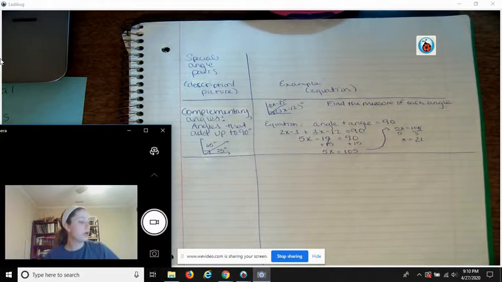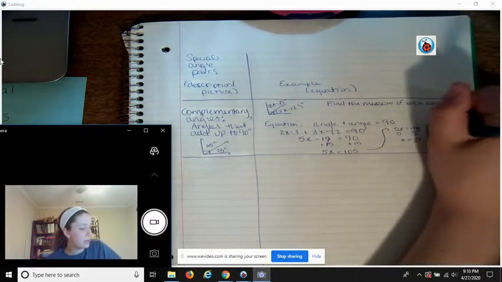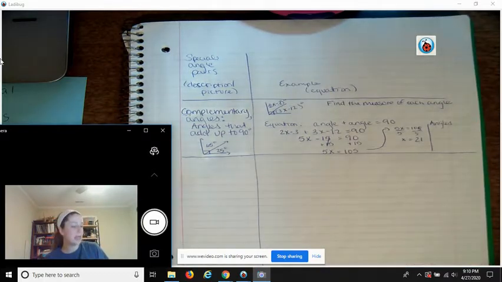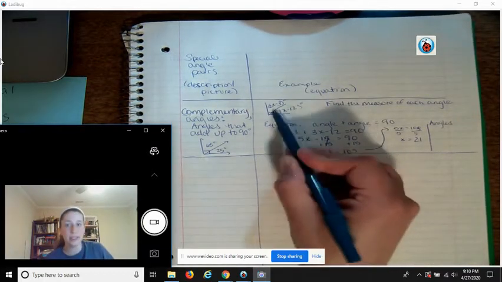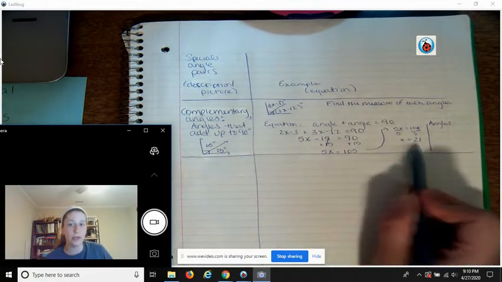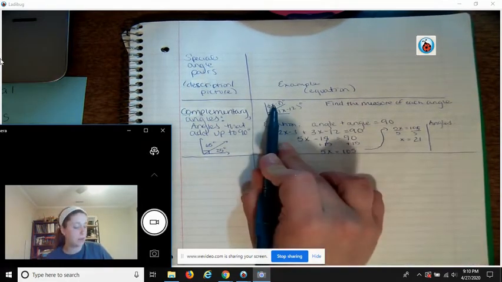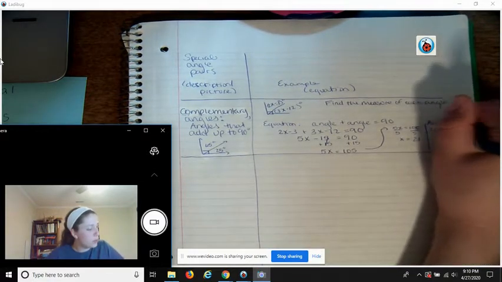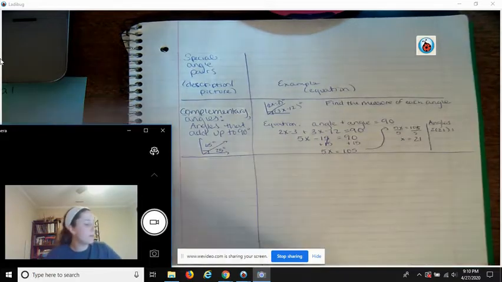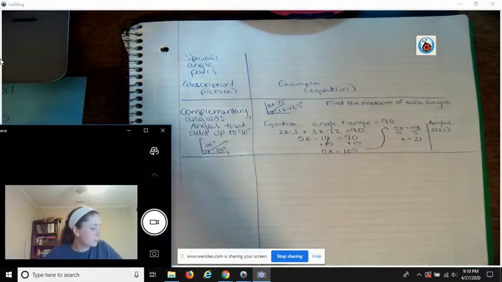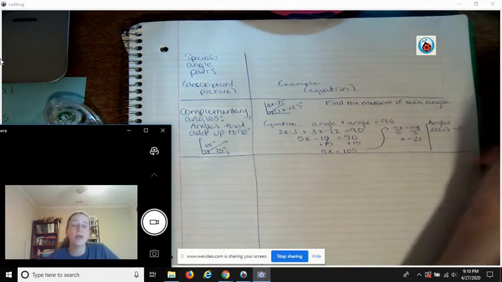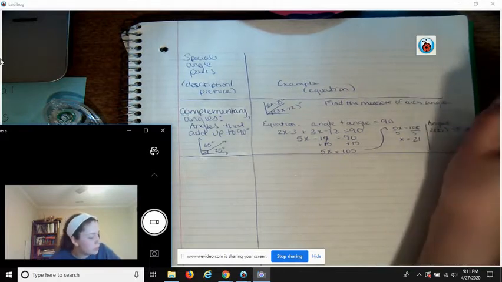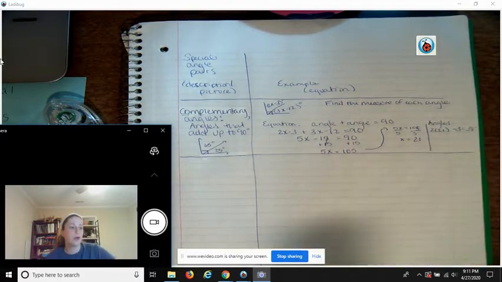Okay, now we're not done. It asked me to find my angles, not just my x value. My angle measurements are these guys. So I have to take this x value and sub it back in to actually find my angle measurements. I'm going to have 2 times 21 minus 3. 2 times 21 is 42. 42 minus 3 should give me 39 degrees. So that would be my first answer.